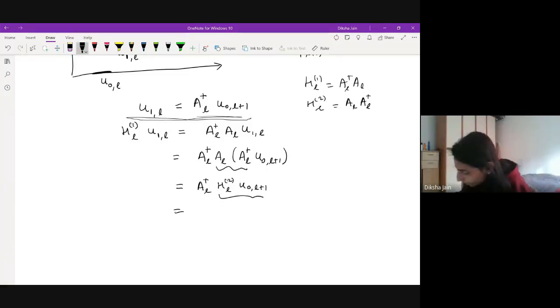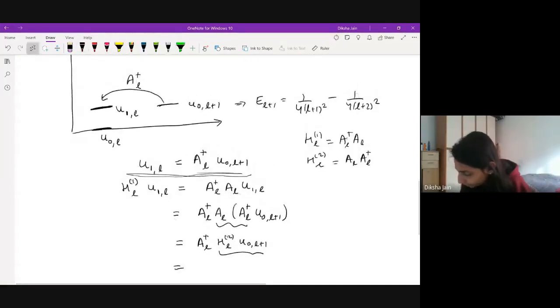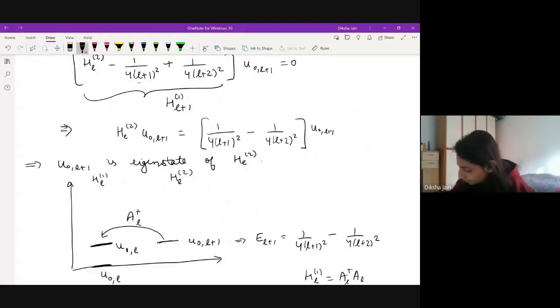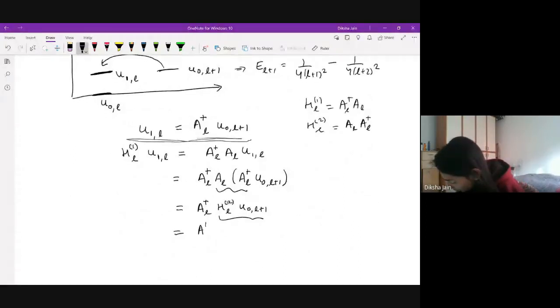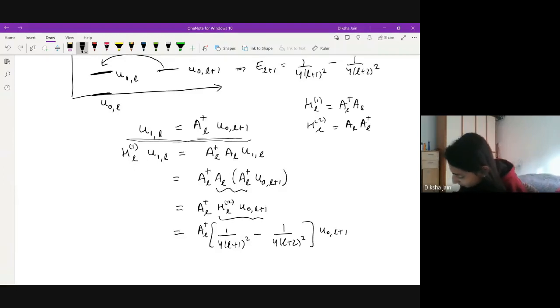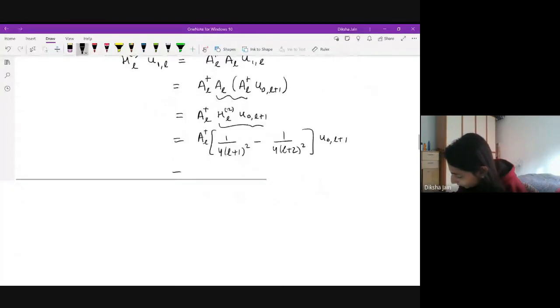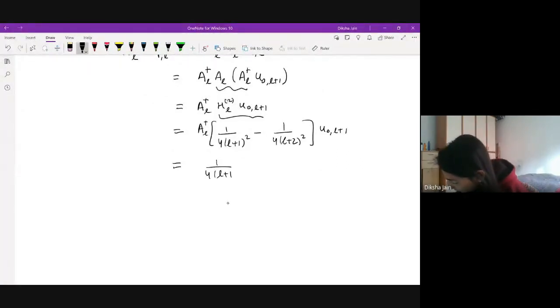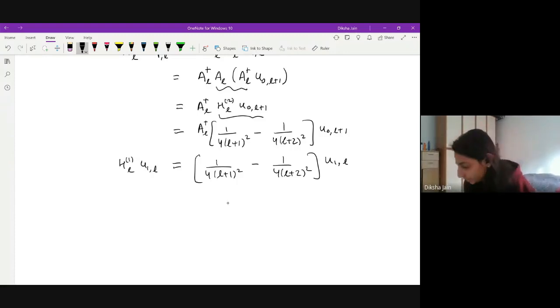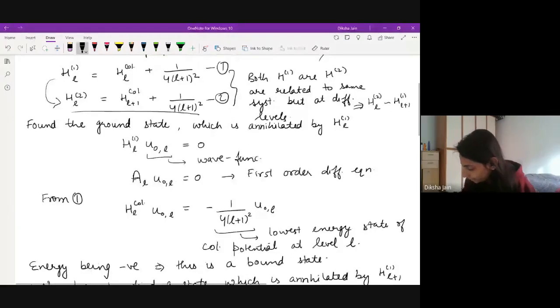Now we already saw that H2 acting on U0 of L plus 1 is this. So this is A dagger of L acting on 1 over 4 (L plus 1) square minus 1 over 4 (L plus 2) square on U0 of L plus 1. So what you will get is 1 over 4 (L plus 1) square minus 1 over 4 (L plus 2) square acting on U1 of L, because A dagger on this is U1 of L. So H1 of L acting on U1 of L is giving you this energy. Notice that this energy is more than the energy you got for U0.